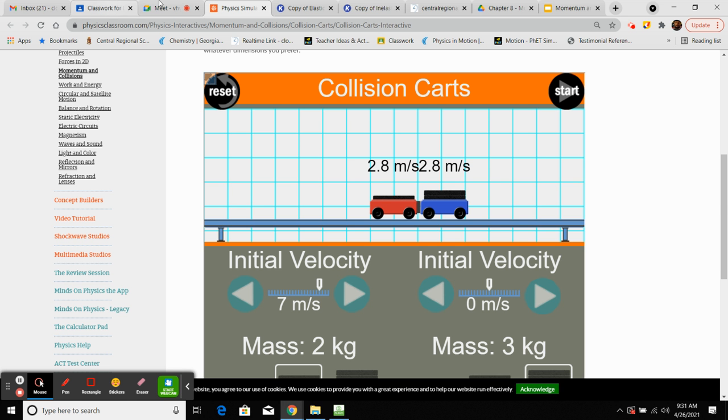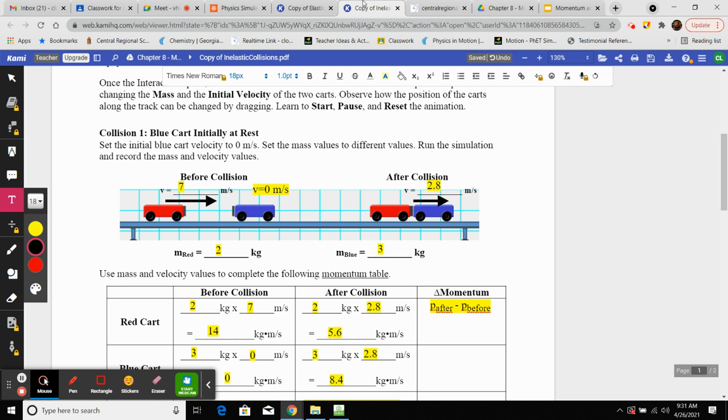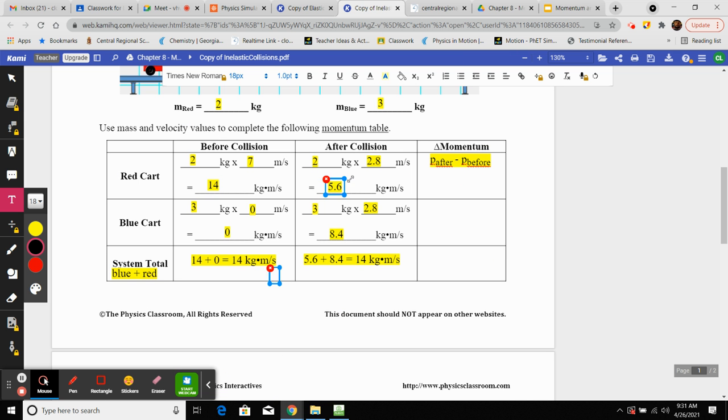Because right here, what we're going to look at is there's going to be a change. This one's momentum decreased. Why? Because he lost speed. He didn't change his mass. He lost speed. But this one was going 0, and now it is moving. So this one gained momentum. So the momentum lost by one is going to equal the momentum gained by the other, which should still equal the original total. And that's what the math shows us here, right?